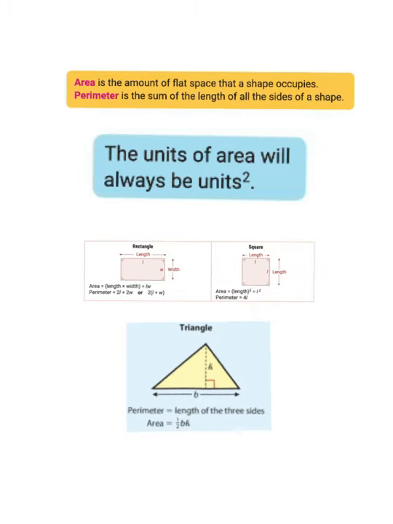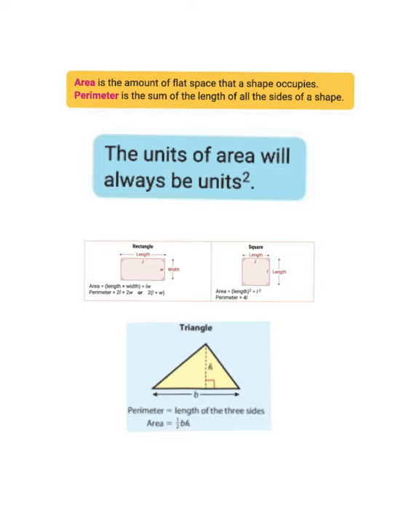Okay, so we're going to go through three shapes today, a rectangle, a square, and a triangle, and we're going to find the area and perimeter of each of them. Now, what is the area? The area is the amount of flat space that a shape occupies, and the perimeter is the sum of the length of all the sides.